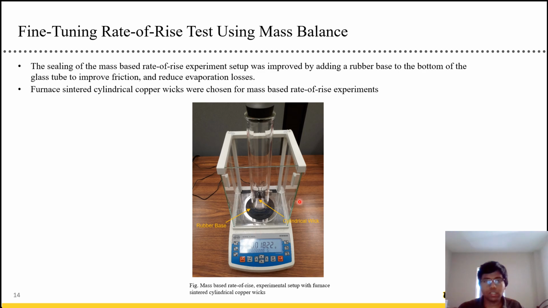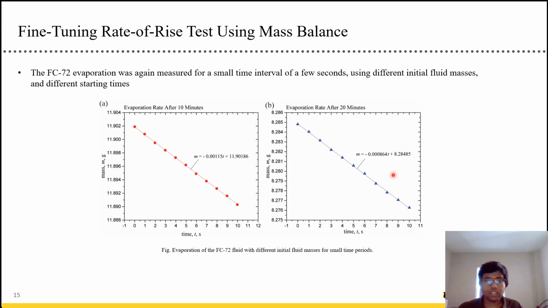We put the setup on a mass balance, and we sealed it, or we attempted to seal it, using a glass tube with a rubber base. We chose a cylindrical copper center wick for now, and we measured the evaporation again, and we got these two plots here. The evaporation rate was found to be something around 0.001 in both cases.